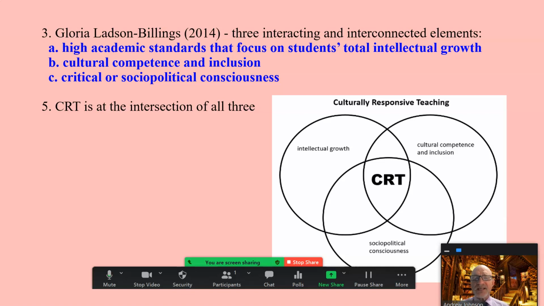Cultural competence and inclusion. Yes, it utilizes students' culture, but it builds on that and helps them navigate multiple cultures. They should not have to leave their own culture behind. It recognizes and validates and values what students bring into the classroom. And critical or sociopolitical consciousness. Critically examine issues. Now, culturally responsive teaching is not any one of these, but it is found at the intersection of all three of these.